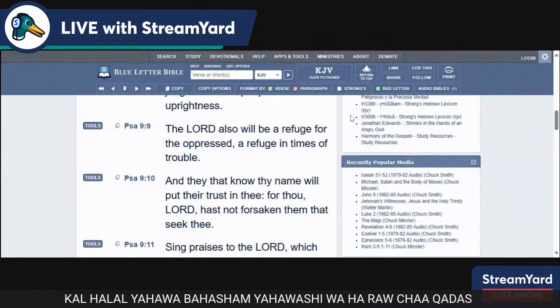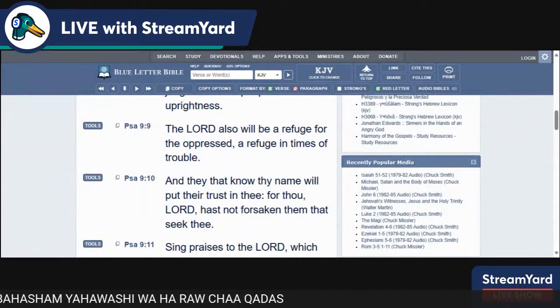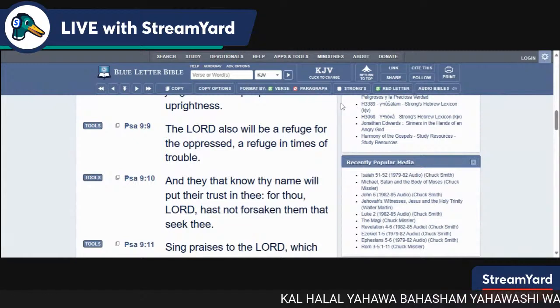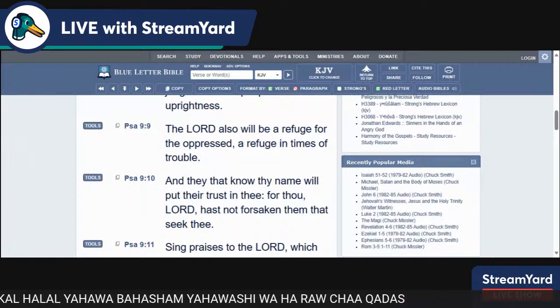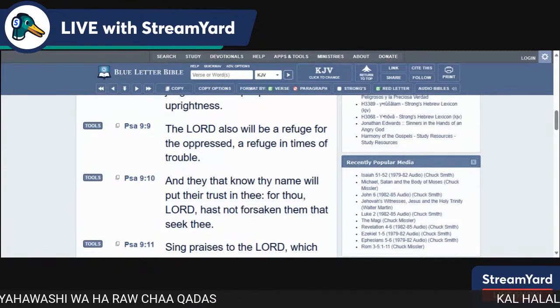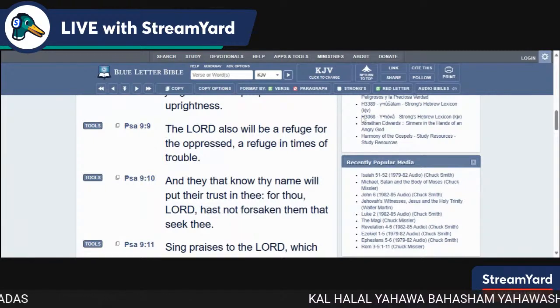And that refuge is going to be the elect of Israel, those Native Americans, so-called Black Americans, and Hispanic Americans. They are the oppressed. And those that turn to the Lord will be a refuge for the oppressed. They will go and seek refuge in times of trouble.